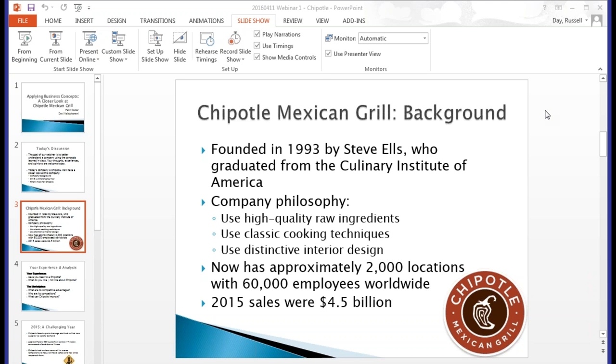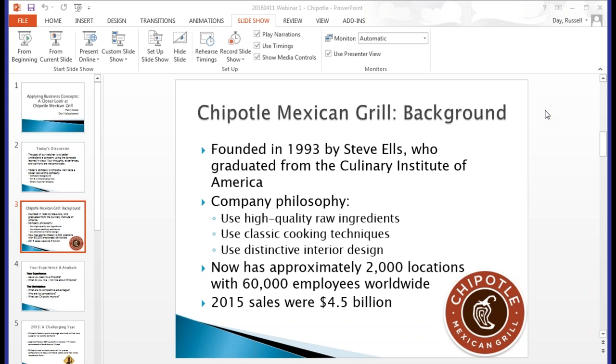Thank you. So Chipotle was founded in 1993, so they've been in business for over 25 years, by Steve Ells. One of the interesting facts about the company is that he graduated from the Culinary Institute of America, one of the top cooking schools in the country. So he brings a different philosophy to the company. He approaches the company, the services it provides, and the food from a chef's perspective, a person who makes food versus a person who sells food. When I was researching this company, I found that quite interesting. I think it sets Chipotle apart from some of its competitors.